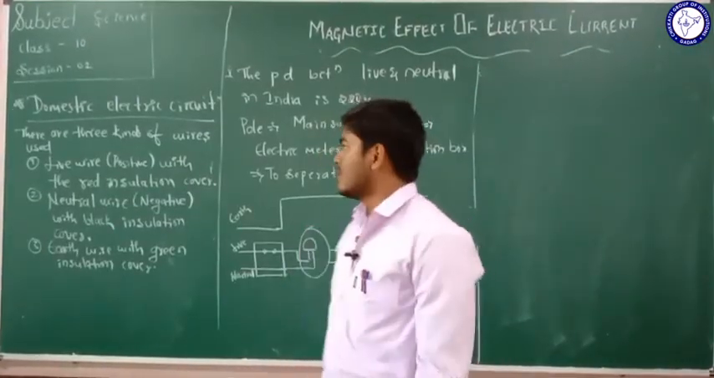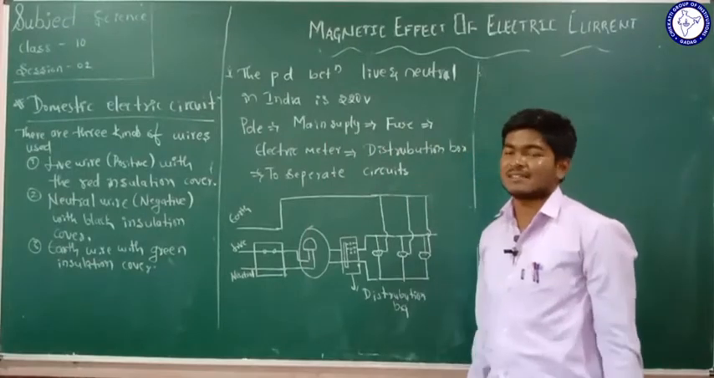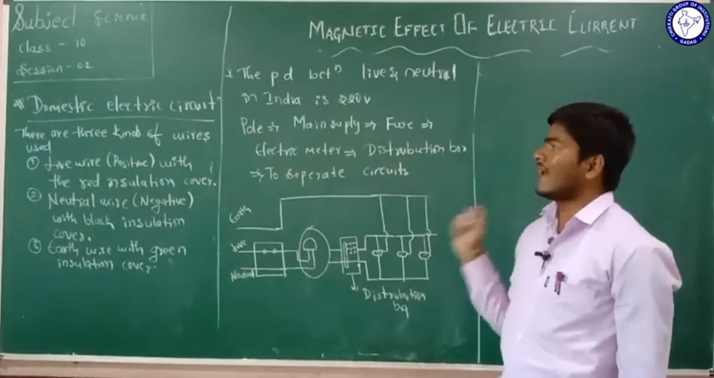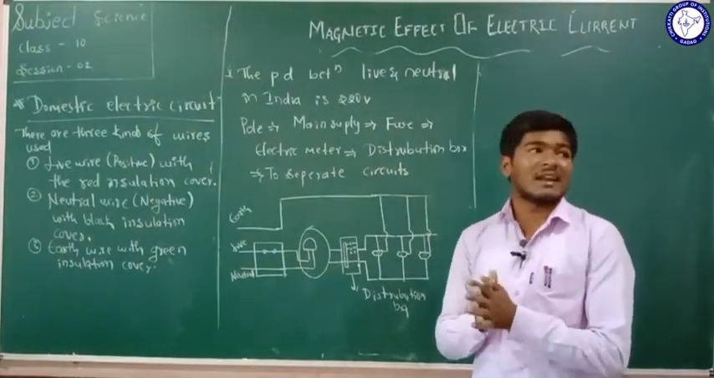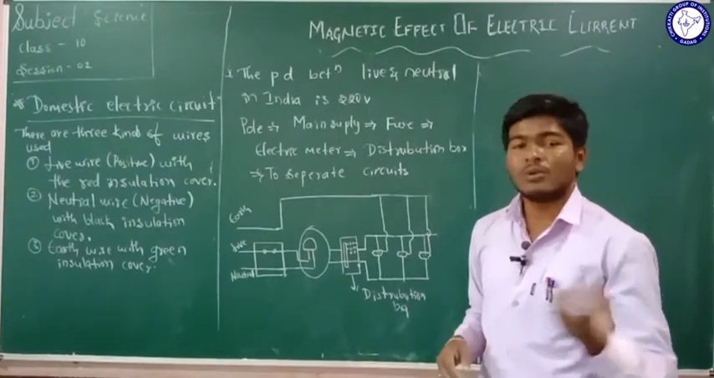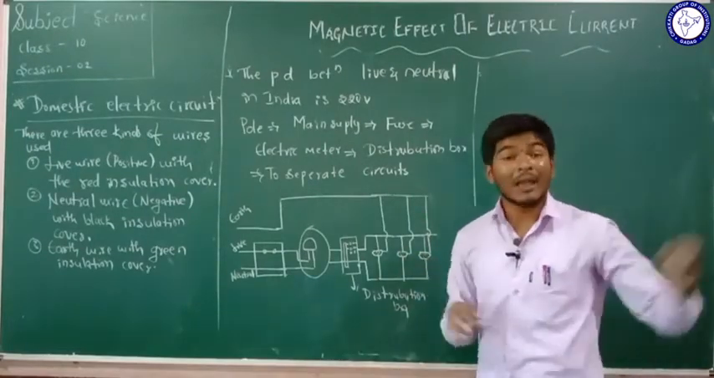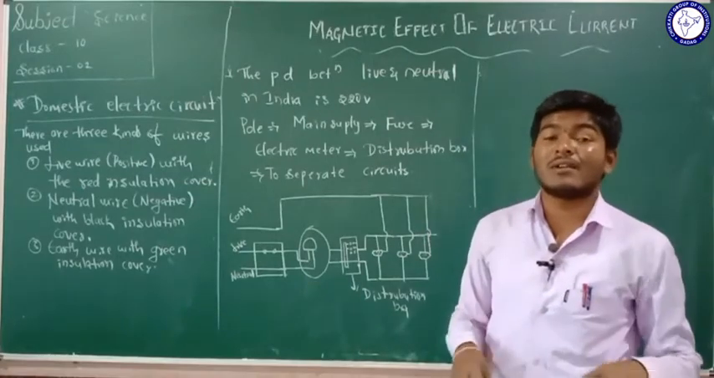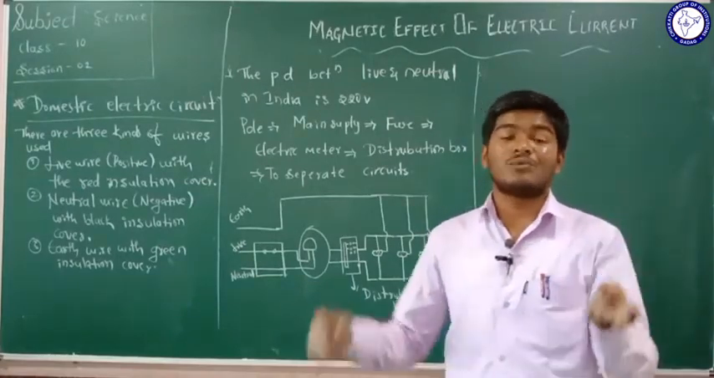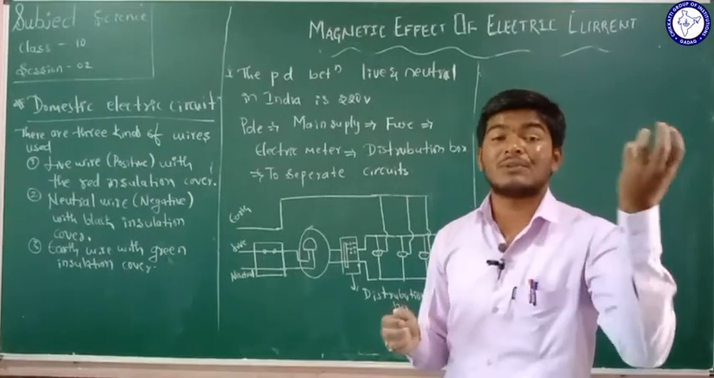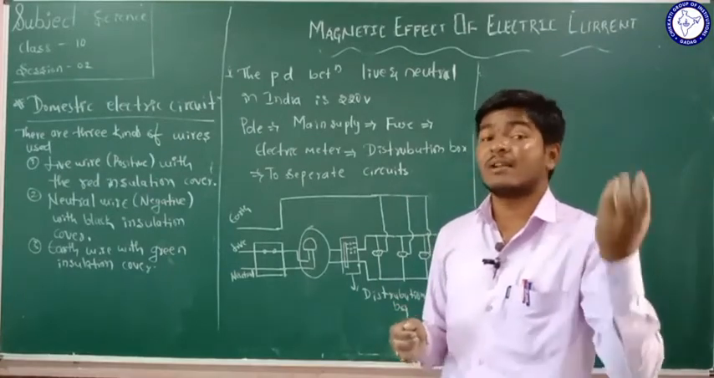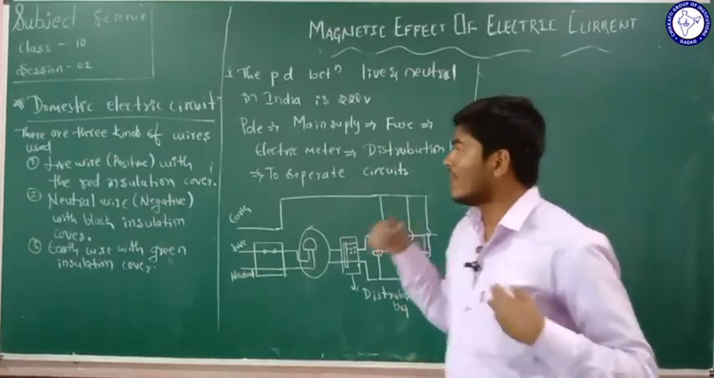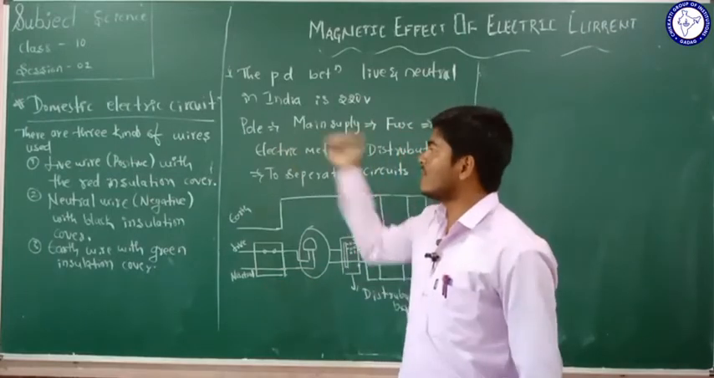So students, the last topic of this lesson is the domestic electric circuit. How are the domestic electric circuits connected? We get the electricity from the electric poles, but when we look at the electric poles, we see three wires here. In which wire, with which wire, do we get the current to our home? That will be studied in the domestic electric circuit.